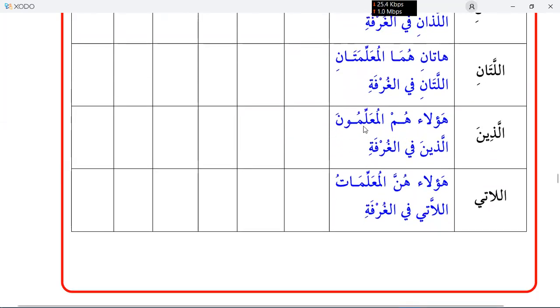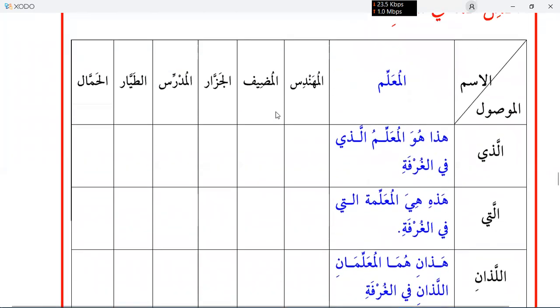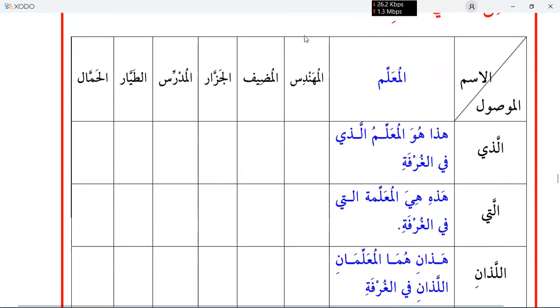Haulahi humul muallimuna allazina fil ghurfa. These are the teachers who are in the room. Haulahi hunnal muallimatu allati fil ghurfa. These are the teachers who are in the room. Next we have al muhandis, engineer.